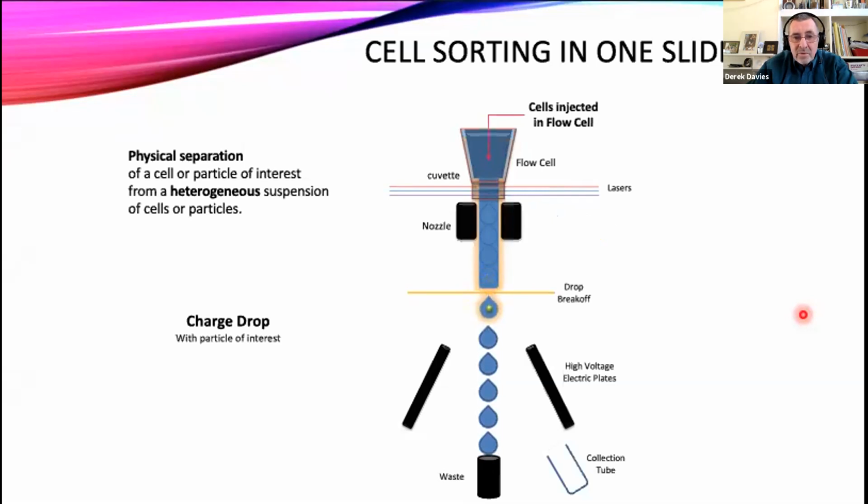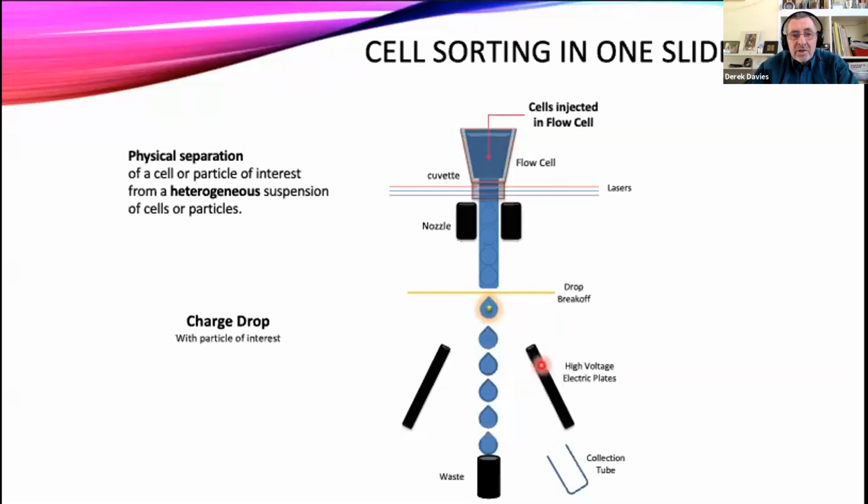And at that point, when that drop is no longer attached to the stream, we discharge that stream. So now the stream is negative, but our drop containing our cell of interest is carrying a charge, either a positive or a negative charge. And remember, that charge doesn't affect your cell. This drop is a bit like a Faraday cage. The charge is around the outside of the drop.